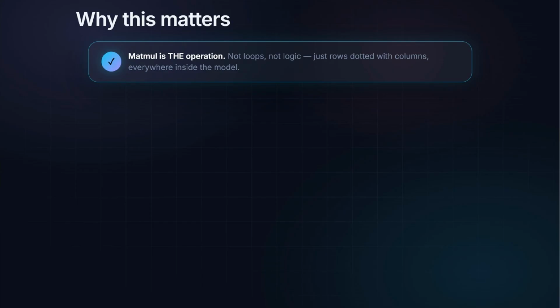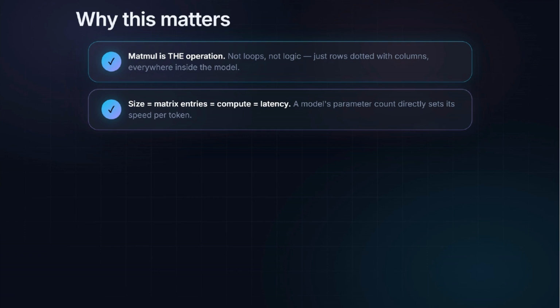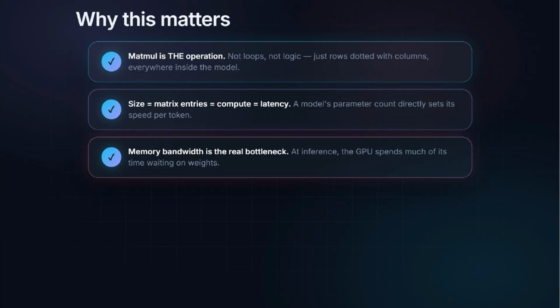Let's lock it in. 1. Matrix multiplication is the operation inside an LLM, not loops, not logic, just rows dotted with columns. 2. A model's size is the number of entries in its matrices, and that directly sets the compute and the latency per token. 3. At inference, moving those weights through memory is often the real bottleneck. The GPU waits on data.